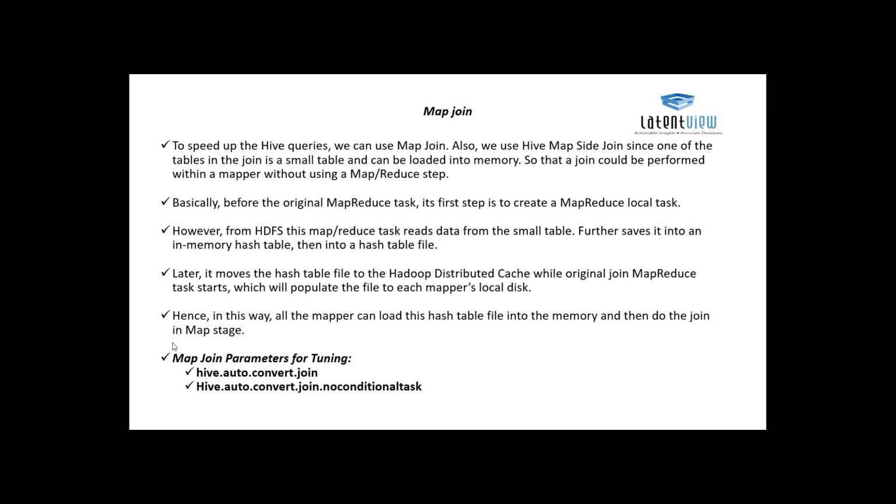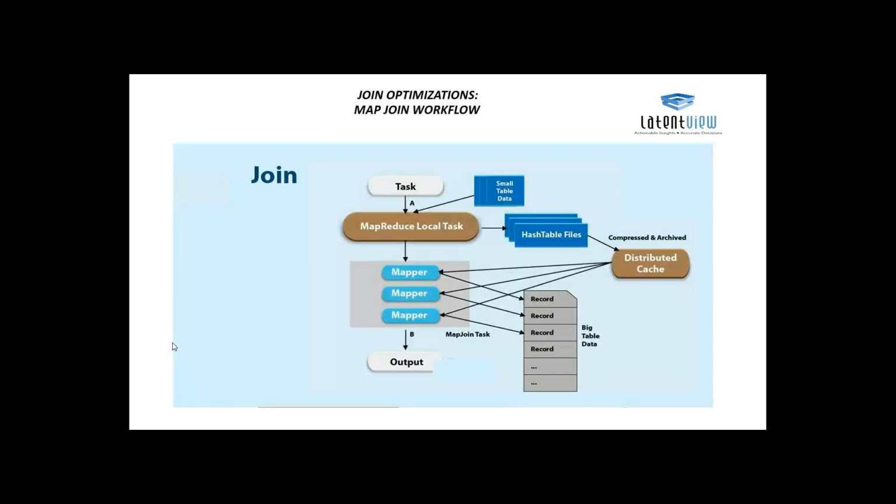When I do a map side join, the small table gets cached. It gets stored in memory, and a copy of it will be distributed to all the mappers, so that when I do the join, in the mapper phase itself the values will be retrieved without going to the reducer phase. So let me explain that with the diagram.